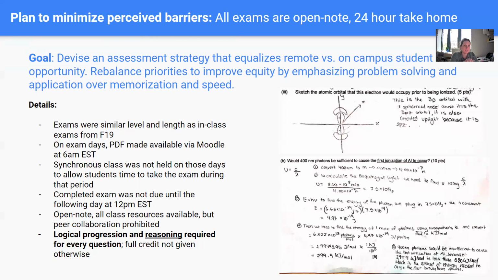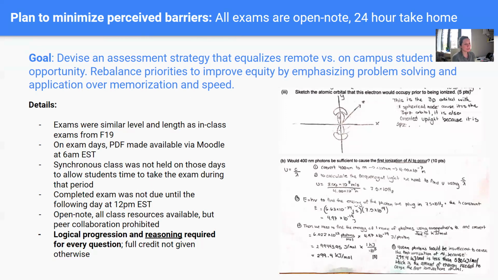And so what did this look like? I wrote very similar exams, almost identical to what I had written in fall 2019 with the same length. But on exam days, I made a PDF available on Moodle of the exam as written, starting at 6 a.m. because I had some students in very far away time zones. And I didn't hold synchronous class on those days. That allowed students the time to take that exam during that period if that was the only time that they had with their class schedule.